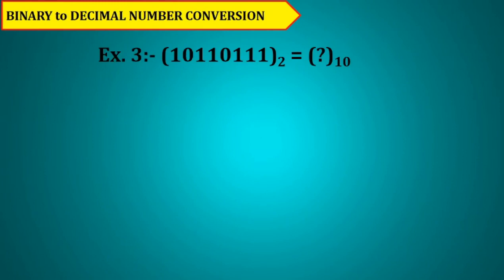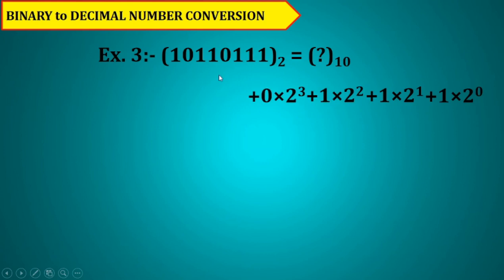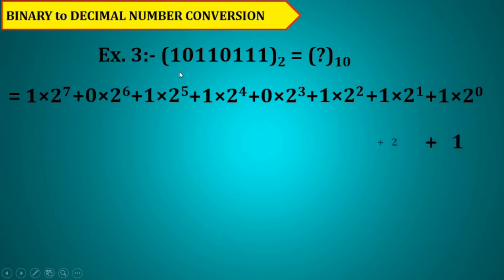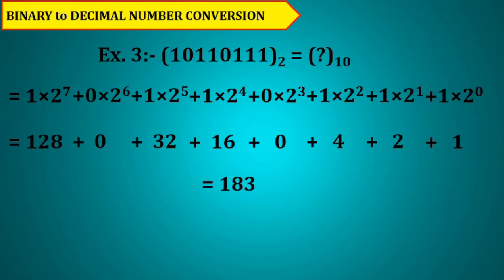Let's convert an 8-bit binary number. In this number, we are going to place the respective position values of each binary bit. So we get 1 into 2 raised to 0, 1 into 2 raised to 1, 1 into 2 raised to 2, 0 into 2 raised to 3, 1 into 2 raised to 4, 1 into 2 raised to 5, 0 into 2 raised to 6, and 1 into 2 raised to 7. If we calculate the respective position values, we get 183.